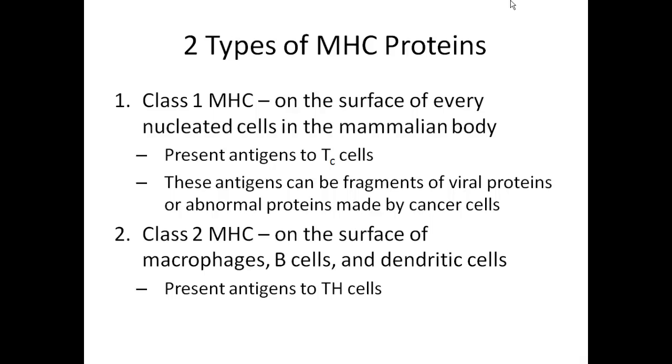In class 1, MHC proteins are found on the surface of every nucleated cell in the mammal body. These proteins present antigens to TC cells. These antigens can be fragments of viral proteins or abnormal proteins made by cancer cells. In class 2, they are found on the surface of macrophages, B cells, and dendritic cells, and these present their antigens to the T helper cells.